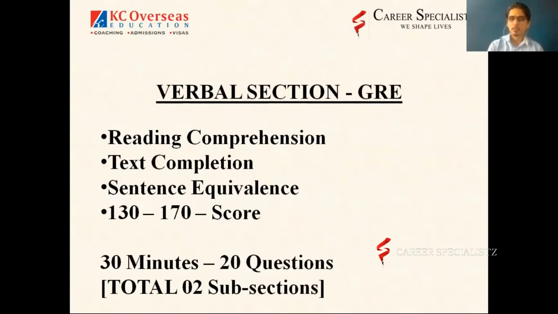The verbal section of GRE comprises 2 different sections of 30 minutes each, and inside these 2 sections you have a total of 20 questions. The verbal section questions can be broadly categorized into 3 major categories: reading comprehension, text completion, and sentence equivalence. The collective scoring of these 2 sections inside verbal is out of 170.